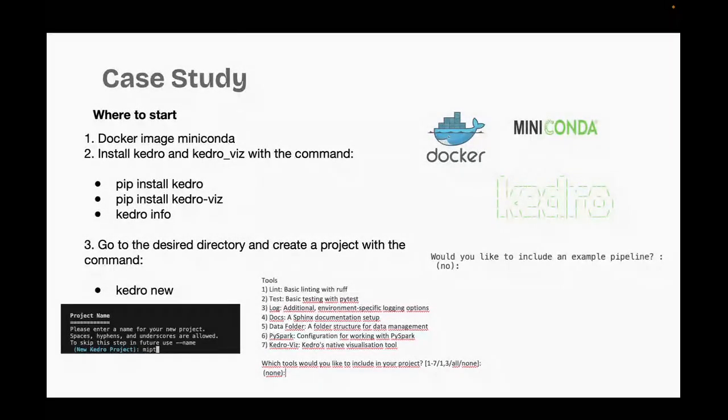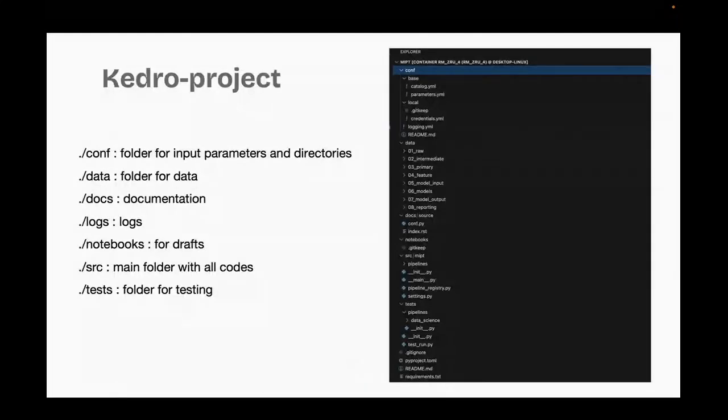select tools which you would use. The first is basic linting with Ruff, test, environment-specific logging options, docs. It's a Sphinx-based documentation setup, data folder, do you need it or not, PySpark, and KedroViz. So I usually select all of them, just type all, and the whole structure will be created.